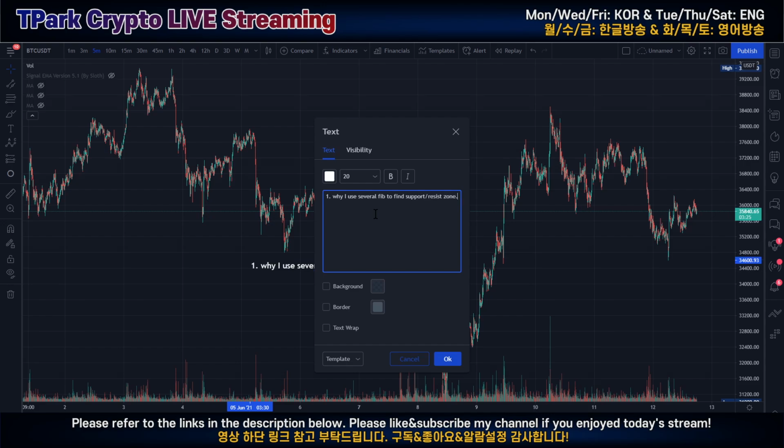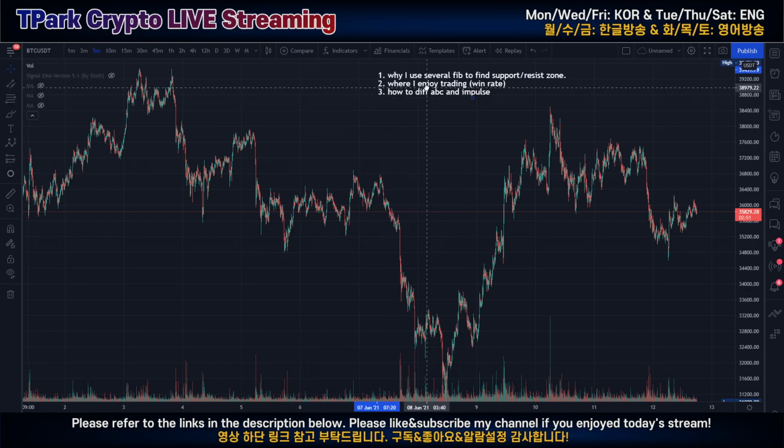So, number two, where I enjoy trading. This is very personal, right? So it can be wrong. Number three, but this I have very good win rate. I don't know if I should call it win rate, but yes. And number three, the last one, how to differentiate between ABCs and impulses. Alright, so these are the three things that I'm gonna be talking about in this video.